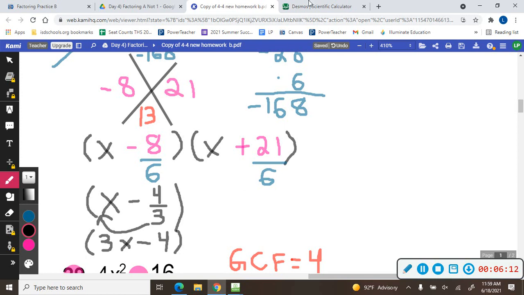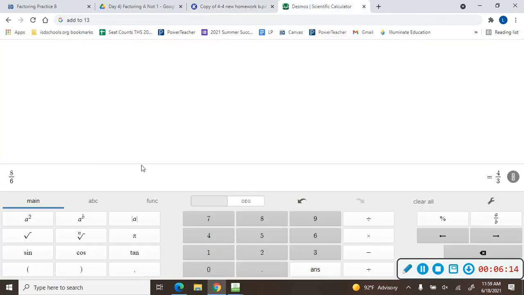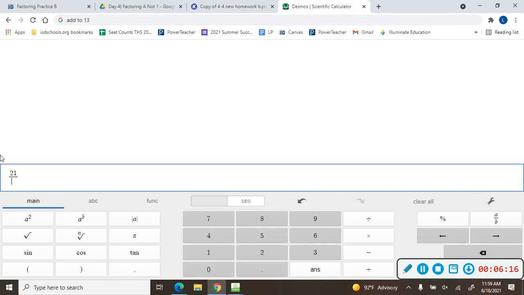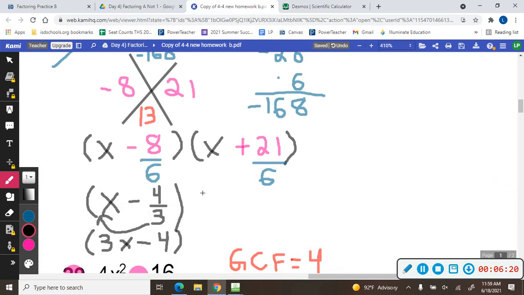Here, 21 divided by 6, if you don't know how to reduce fractions, makes 7/2. So this becomes x plus 7/2. The 2 will slide to the front, and you get 2x plus 7.